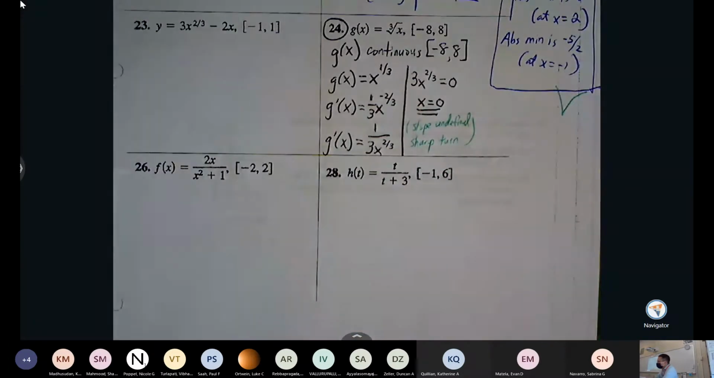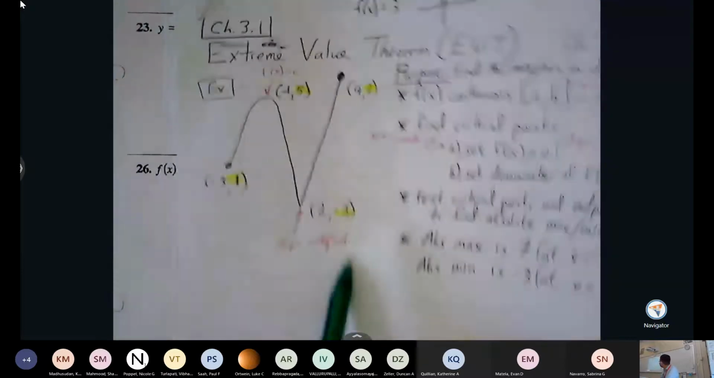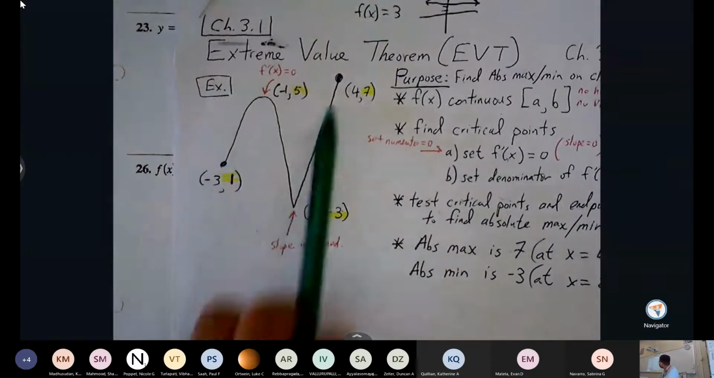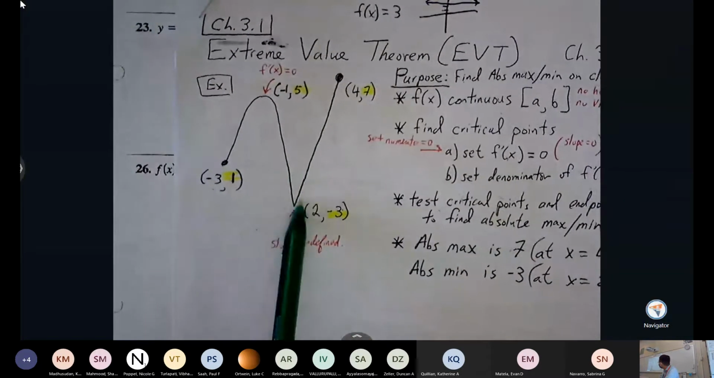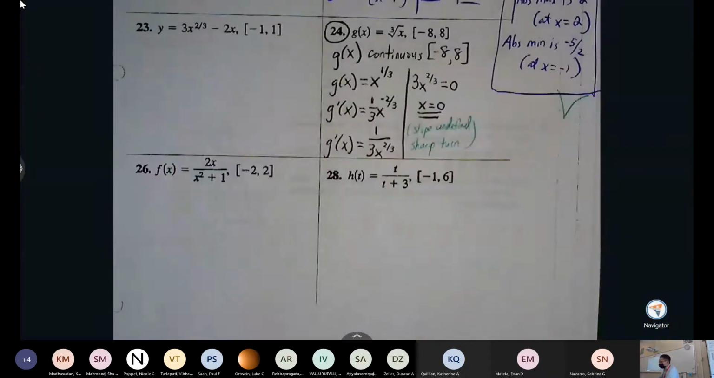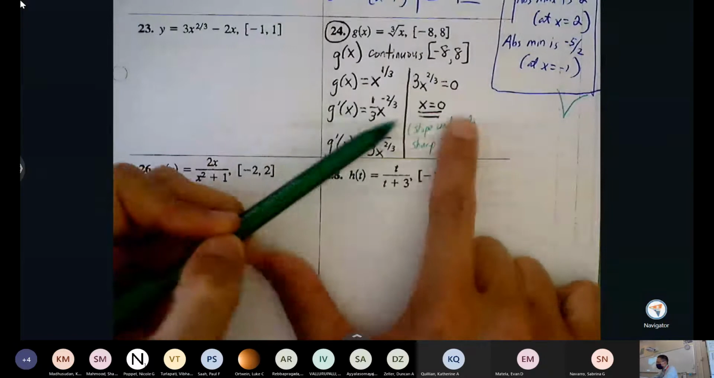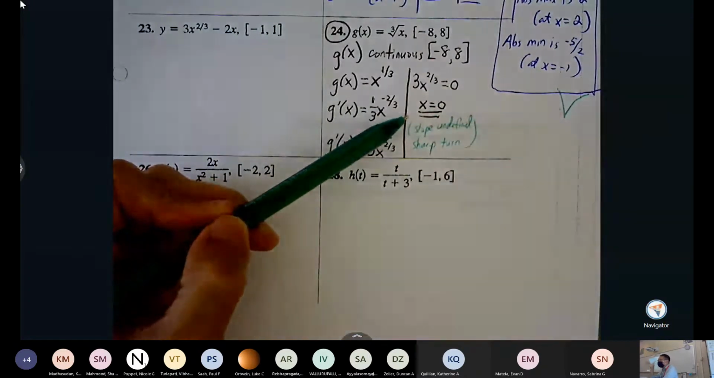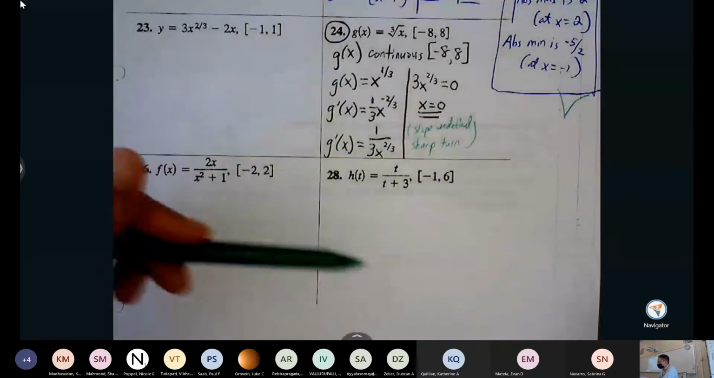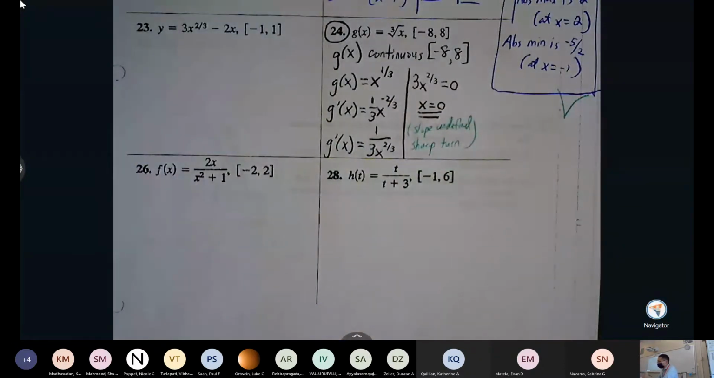Okay. Now, sharp turns are not going to be an issue for EVT, right? Extreme value theorem, it's okay if we have a slope undefined, because the purpose is not to guarantee a slope. The purpose is to find the max and mins. So slope undefined is okay. But I want to always try to connect our process with a visual idea so that we're not just going through a process without understanding what we're finding.